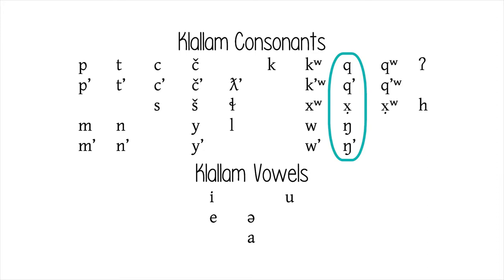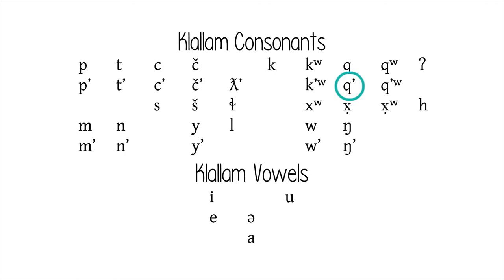Q, ejected Q, back X, N with a hook, glottalized. These sounds are all produced with the tongue pulled extremely far back in the mouth. The letter Q in Klallam is similar to the sound at the beginning of the English word call, but the tongue is touching farther back in the throat. It's in the Klallam word for eye.